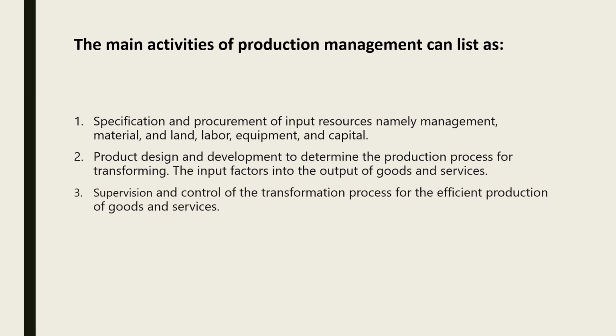Moving ahead, we have supervision and control of the transformation process. Supervision and control is another major function of management. Supervision is having a direct eye on the activities involved in the production system, and having control over these processes lies with the management. So supervision and control is one of the major activities involved in production management. This was all about the main activities, or the main functions, of production management. Okay, this was all about production management.